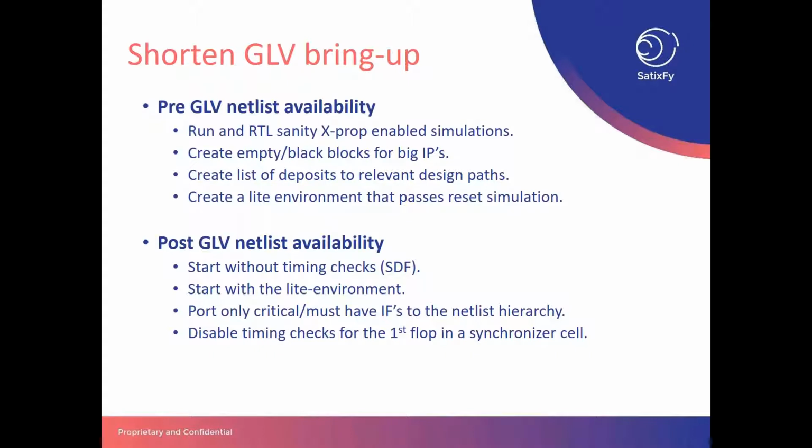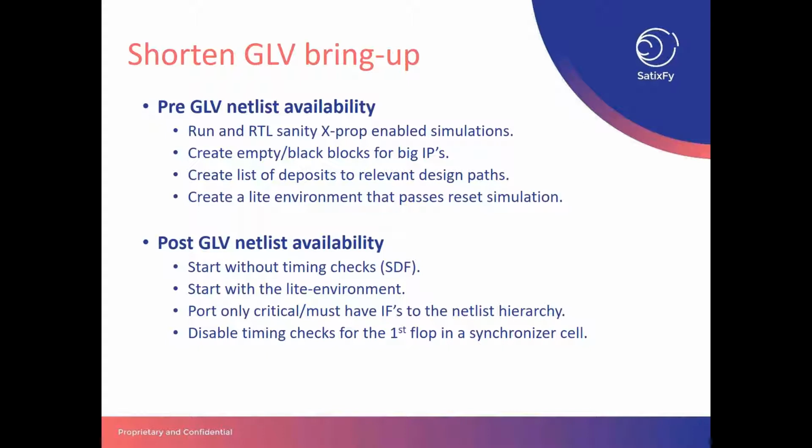So maybe one of the basic ones, and the one that gives better value, is to run a regression using X propagation enabled. Most of the simulators today support X propagation under license. There are other things that can be done avoiding X propagation licenses, but this would be the easiest. The second one: you need to prepare the environment so you can easily replace big blocks with empty or black boxes. So when you compile gate level, you will be able to replace those with empty boxes, and the compilation and operation of the gate level will be significantly faster.